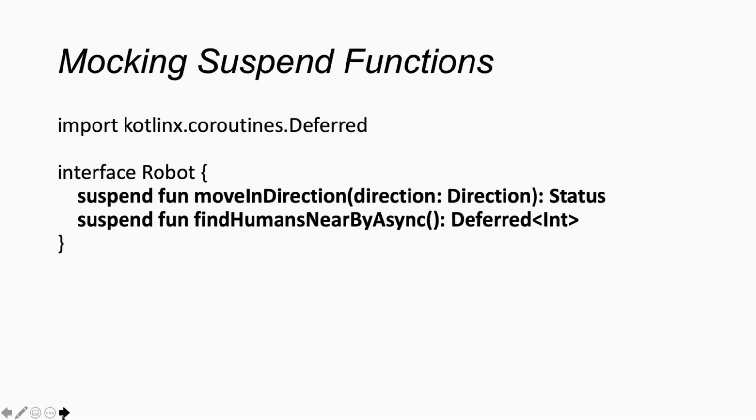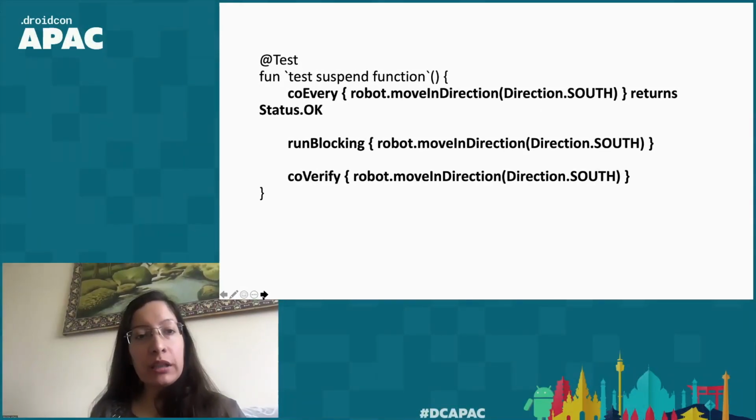Now moving on to mocking suspend functions. Here you can see that I have an interface with suspend functions, moveInteractions and findHumansNearbyAsync. The second function returns a Deferred result. When I'm testing the suspend function, I use coEvery in place of every, and then I return a particular result. Because it's a suspend function, it can be called in another suspend function or coroutine. To execute it, I use runBlocking, and then I verify whether the method call has taken place using coVerify.